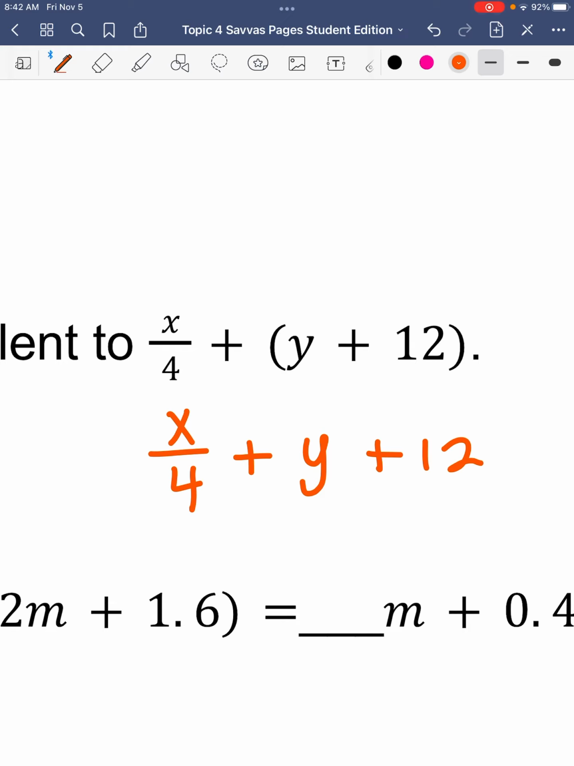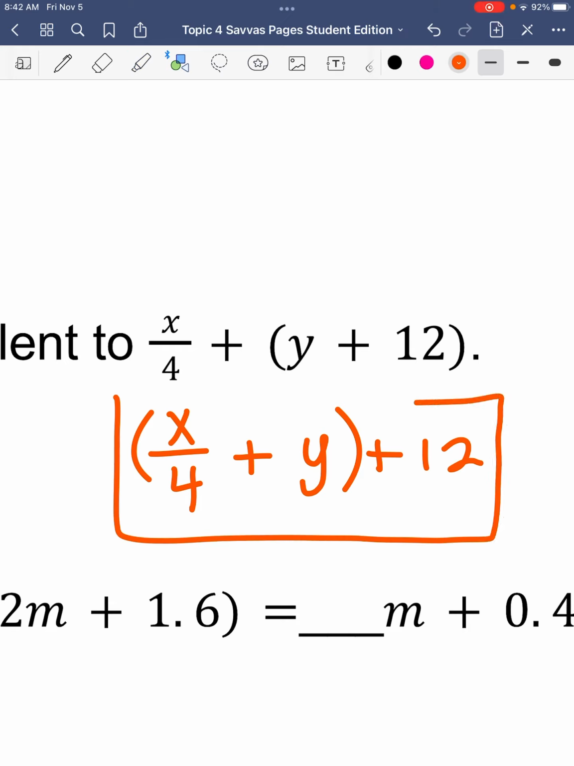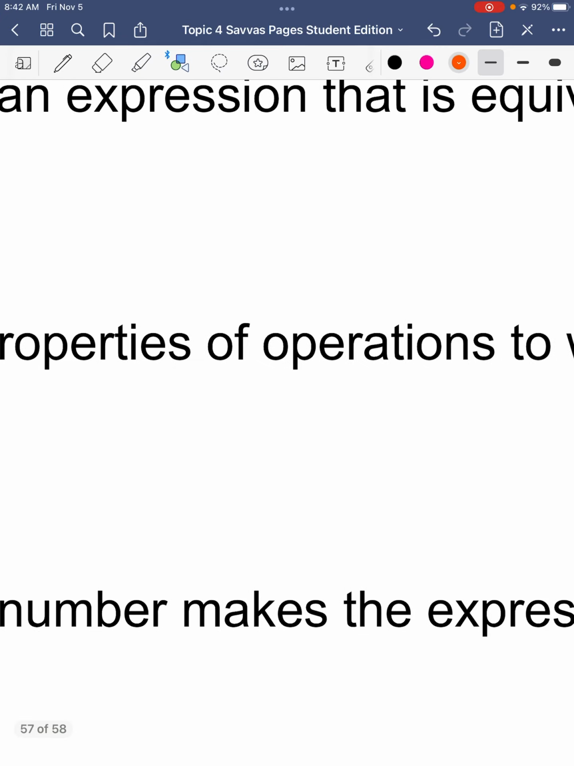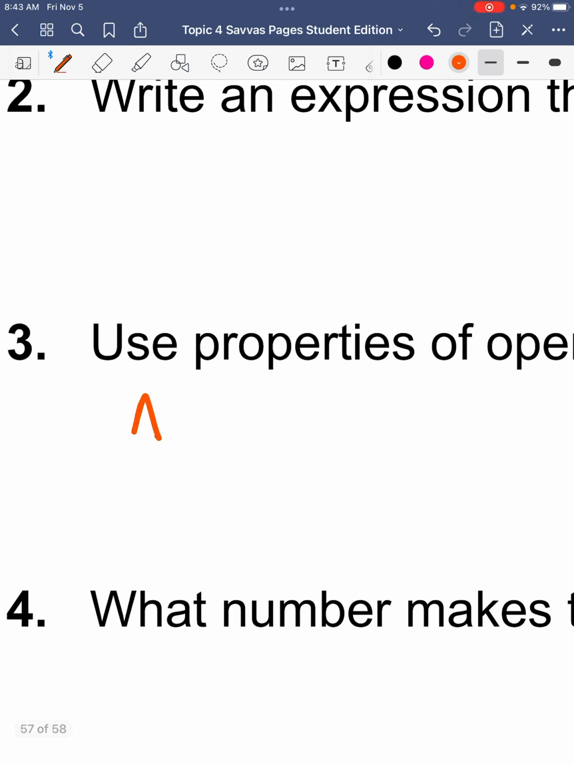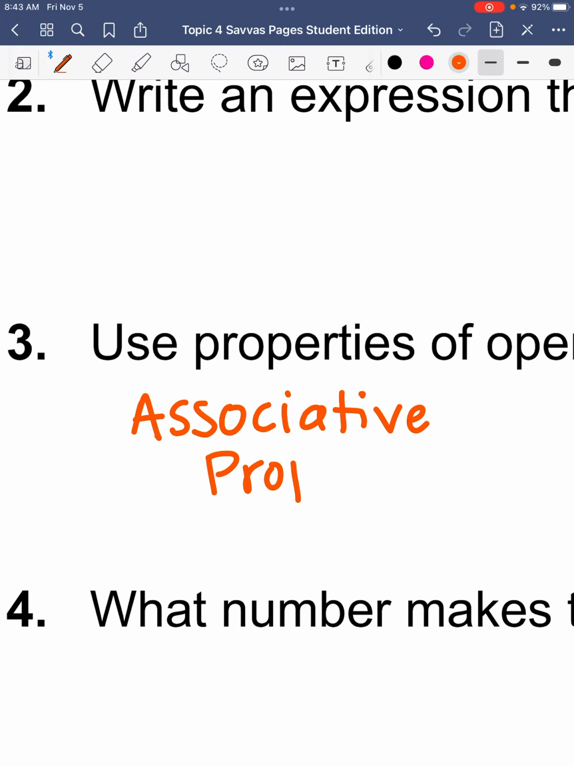But there's a property that allows me to change the way terms are grouped, and that's the associative property. So instead of putting parentheses around these two terms, I can put parentheses around these two terms. So I'm going to put parentheses around x over 4 and y. So this right here is my answer. X divided by 4 plus y in parentheses and then plus 12 behind that. So remember, this right here is the associative property. And you might want to even make a note that we just used the associative property.